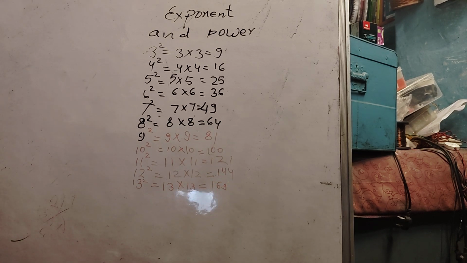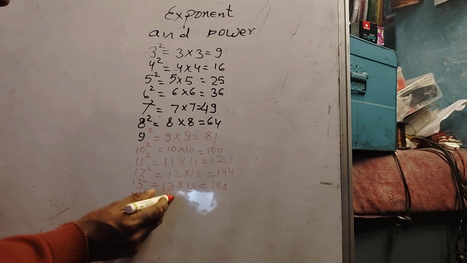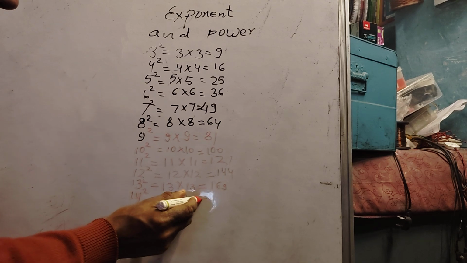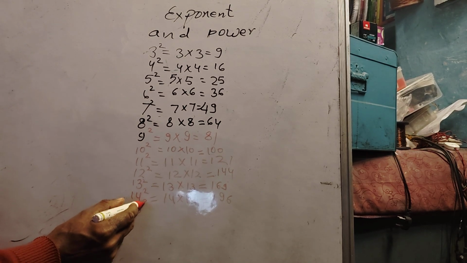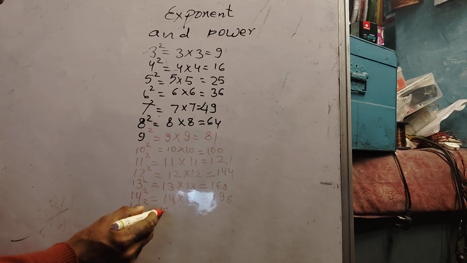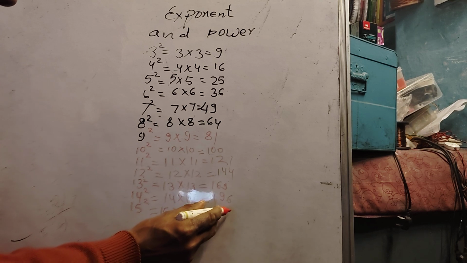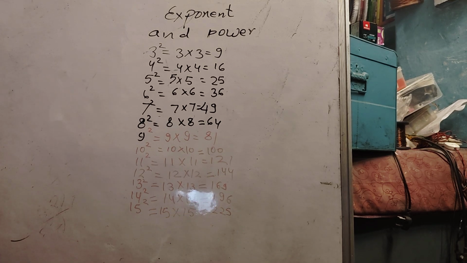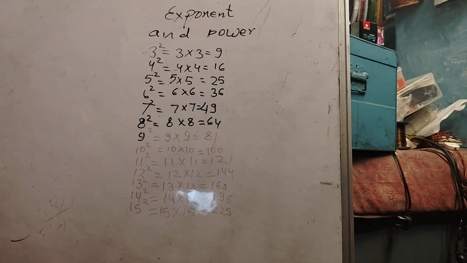169. Correct. Then 14 square. 14 squared is 196. Correct. Then 15 square. 15 squared is 225. Correct. So you have to now tell 16 square.